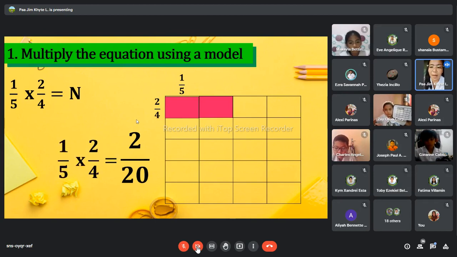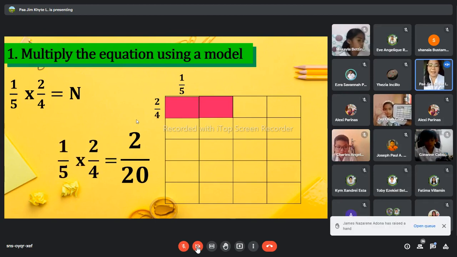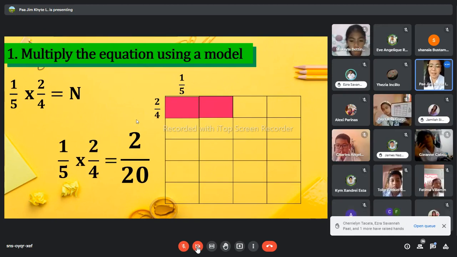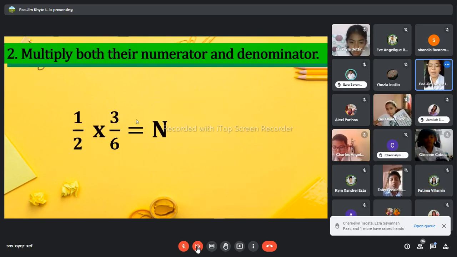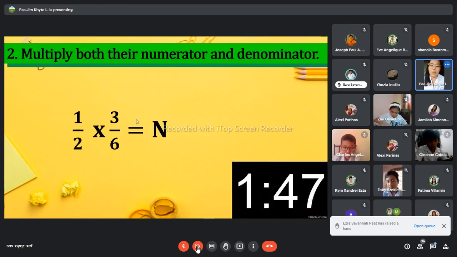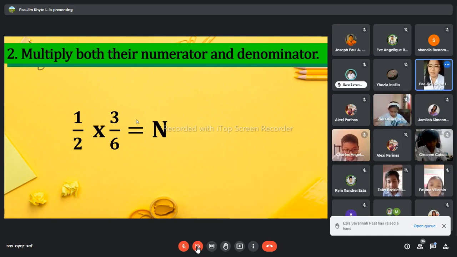Who got the correct answer? Raise your hands. Good job. Let's take a look at our next equation. On number 2, just multiply both the numerators and denominators. So 1/2 times 3/6 is equal to n. And you have 2 minutes to answer that.